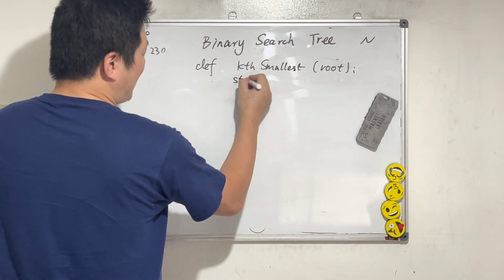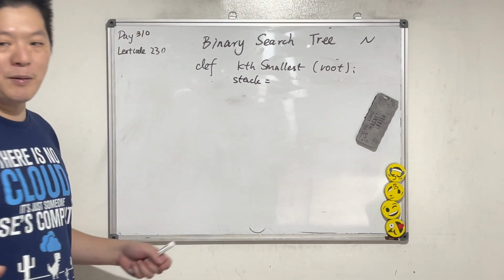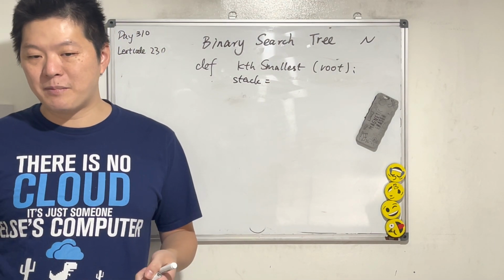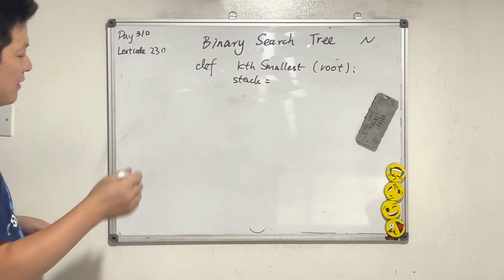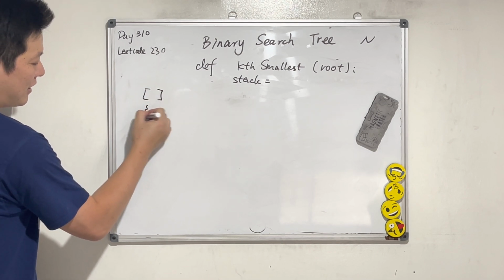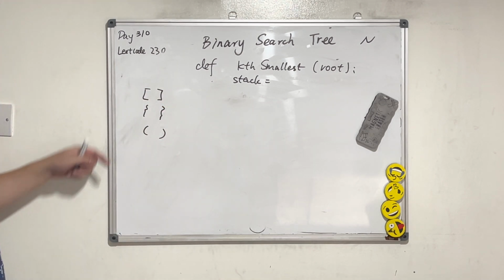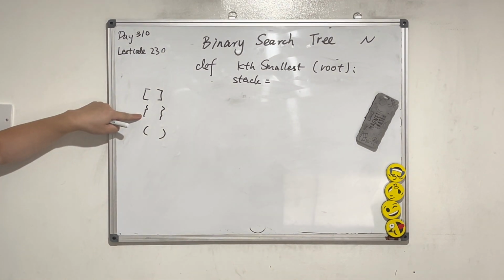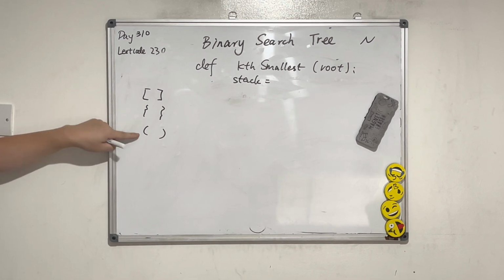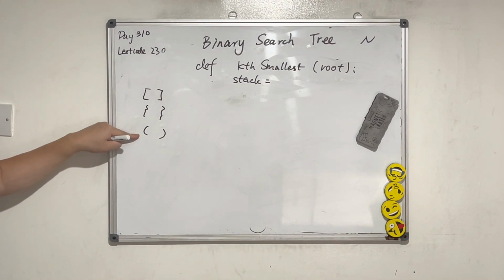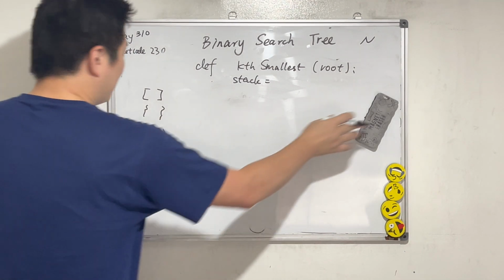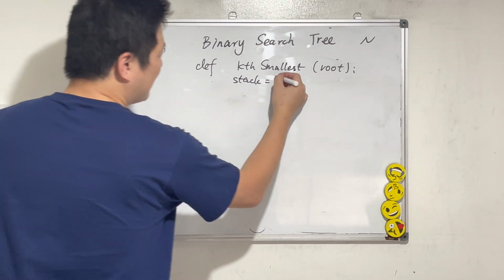Okay, so first of all, we have a stack. How do we implement a stack? Remember, what kind of data structure do we use to implement a stack? Recursion? No, a stack. Which one? A list? A dictionary? A tuple? A tuple is immutable, we don't change it. Or we can call a function with parameters. Okay, so we use the list.